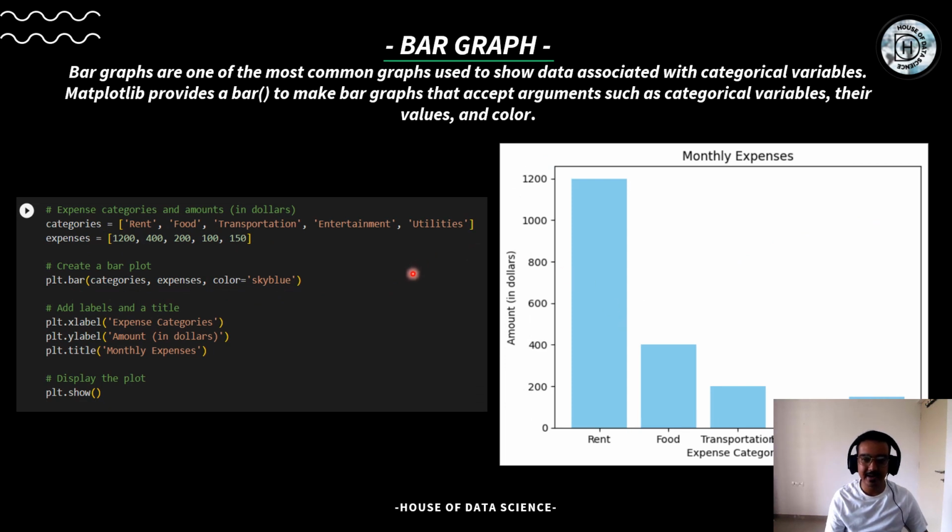Then next we have bar graph. Now many of you might be calculating your expenditures, right? So this is one beautiful example. First, let's go through the definition. Bar graph is one of the most common graphs used to show the data associated with a categorical variable. To make a bar graph, you can represent each categorical variable with different colors.